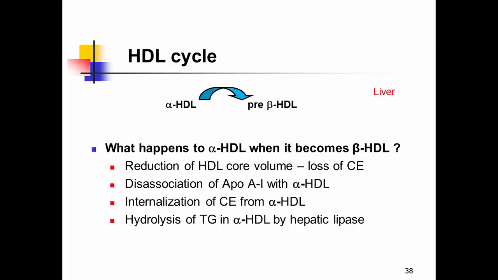The alpha HDL also contains some triglyceride. So triglyceride is also picked up by the liver together with cholesterol esters, and the triglyceride is hydrolyzed by the hepatic lipase in the liver. So in general, the alpha HDL becomes the beta HDL. The size becomes smaller because of the loss of lipids, particularly cholesterol esters and triglyceride, and also the loss of the apoprotein, particularly ApoA1.